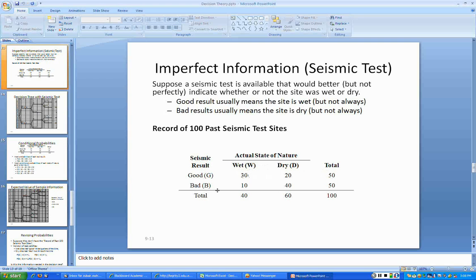Okay. Then we had the bad result. Although the actual site had oil, the place where we conducted the test was a dry area, so we falsely concluded it's a bad site, or bad result. About 40% of the times, or 40 out of 50 times, when it was actually dry, we did get the result as bad. So here you see the 80% and 20%. Together, out of 100, total wet sites were 40, total dry sites were 60.